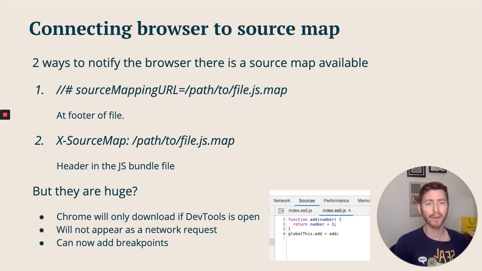There are a couple of points to note, which is that Chrome will only download a source map if the DevTools is open, as they can be pretty huge in size. It's a big load for the user to download if they don't need to. Source maps will not appear as a network request, so inside of the network tab you won't see them. And once you have your source map, you can add breakpoints inside the source code, which is found under the sources tab, as you can see in the image there on the right.